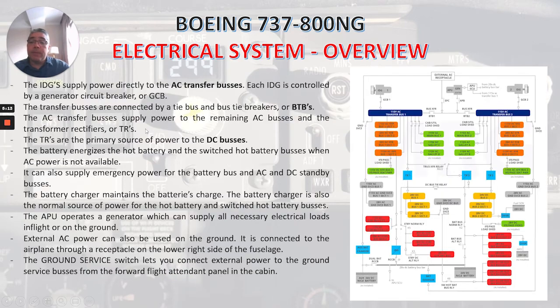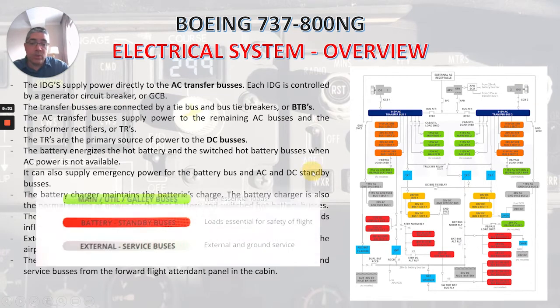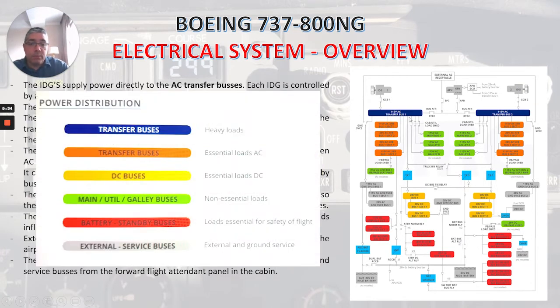Right? Here we have a nice diagram I got from the Boeing 737 MRG app. Thank you to Captain Pat Boone for letting me use some of his content here. So you see the different buses here, and they have colors, and let's see what that means. The blue ones, transfer buses, they take heavy loads. The orange ones, transfer buses, essential loads AC. The yellow ones, DC buses, essential loads DC. You can see them here.